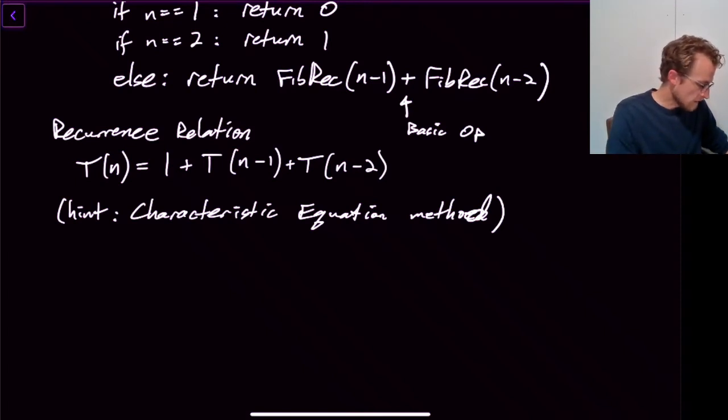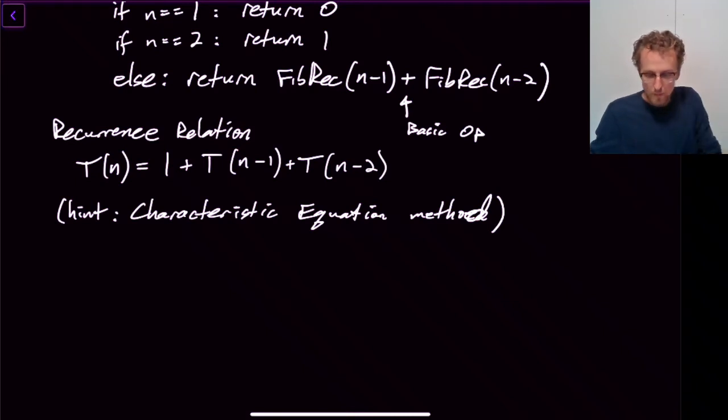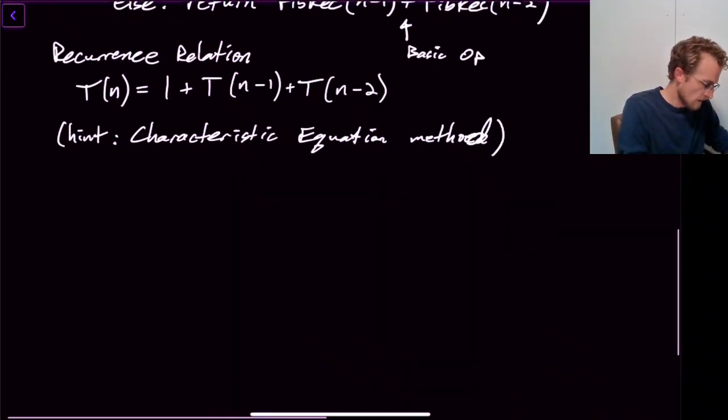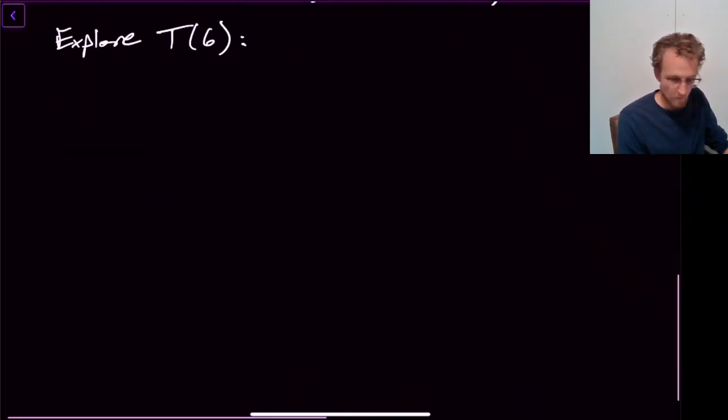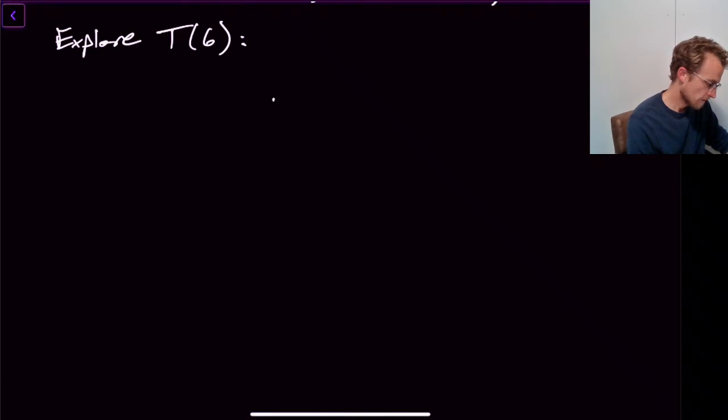All right, so that's that. But let's think about what would happen. So in particular, let's think a little bit about what this thing would do if we just plugged in 6. Okay, so what is T of 6? So explore T of 6. Well, we've got T of 6 here. So let's draw this as a tree.